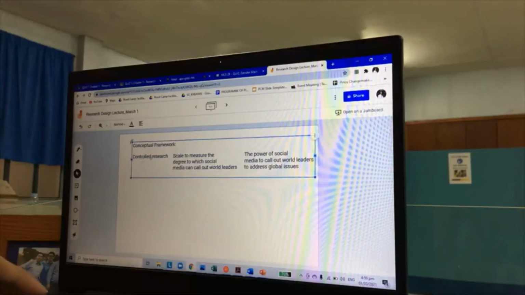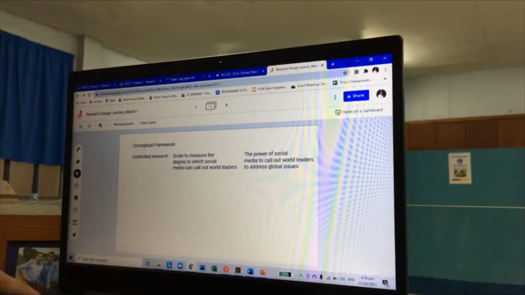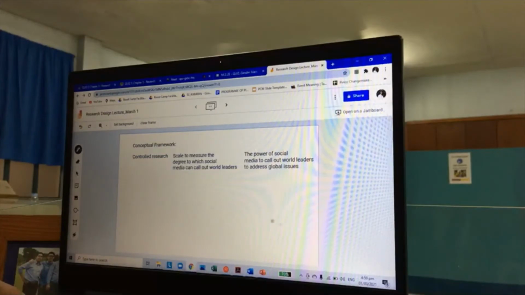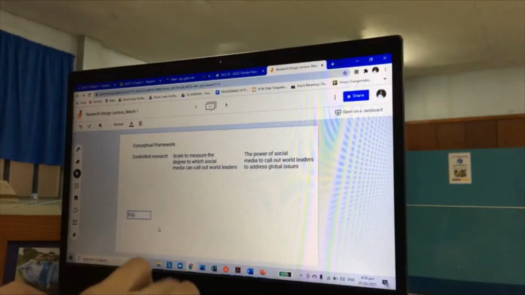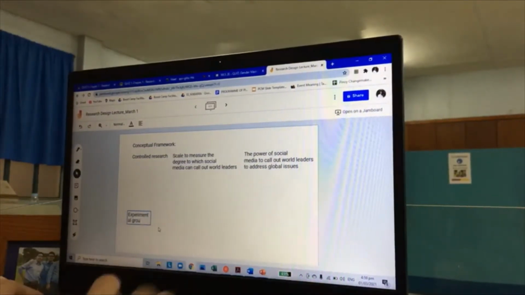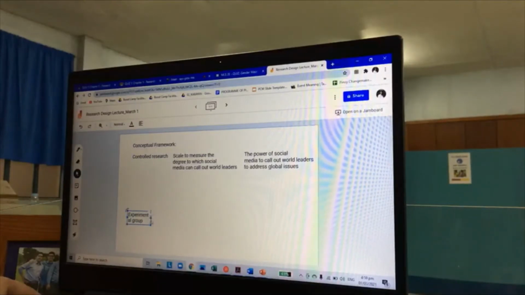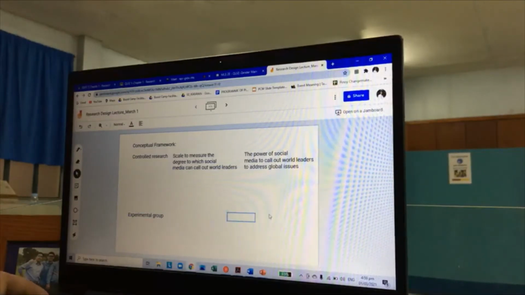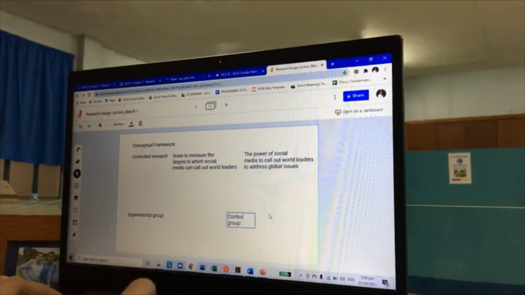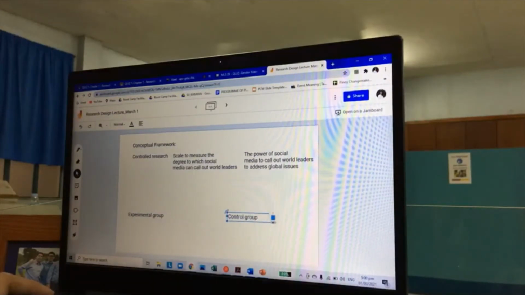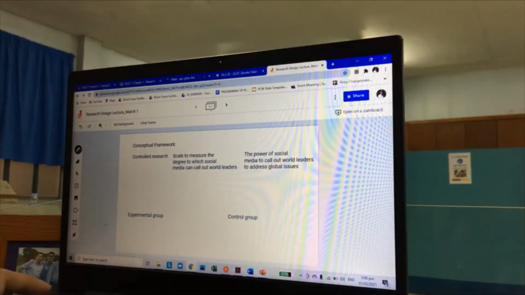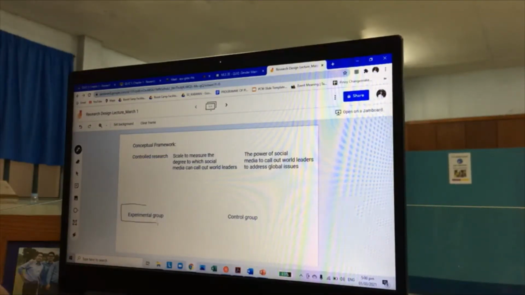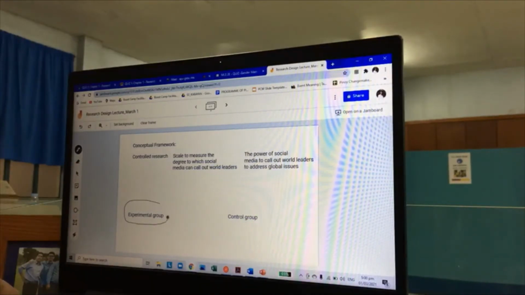We are thinking of doing a controlled research wherein there is an experimental group and a control group. Remember the quiz, quiz 1, where there was a question about what a control group is. So let's say we have an experimental group and then we have a control group.